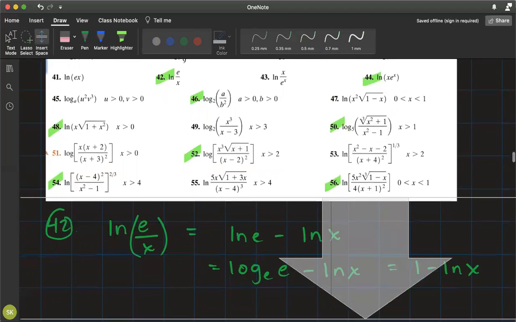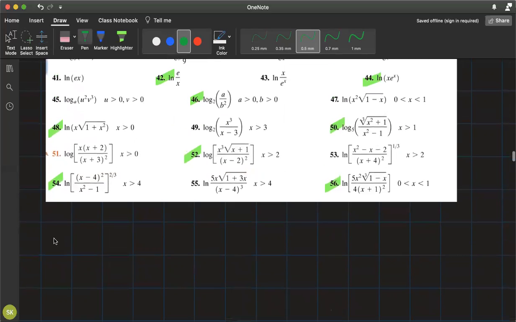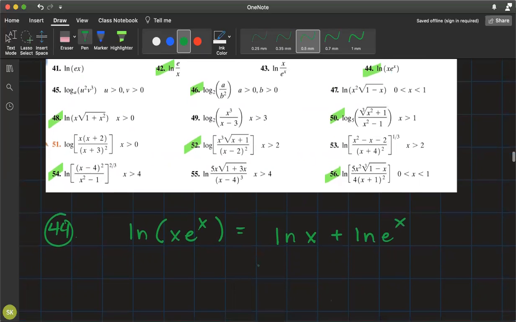Let's try 44. So we have ln of x e to the x. How can we break this? Well, notice that I have x times e to the x. So this becomes ln of x plus ln of e to the x. And now I have a power, and I can pull that power in the front. Or I can use that property that I have log base e of e. That would go away, and I'm just left with x.